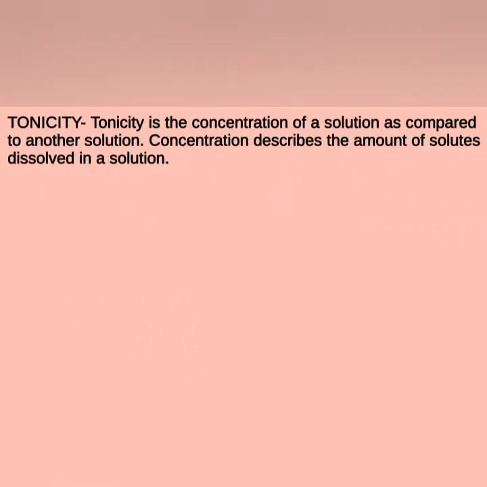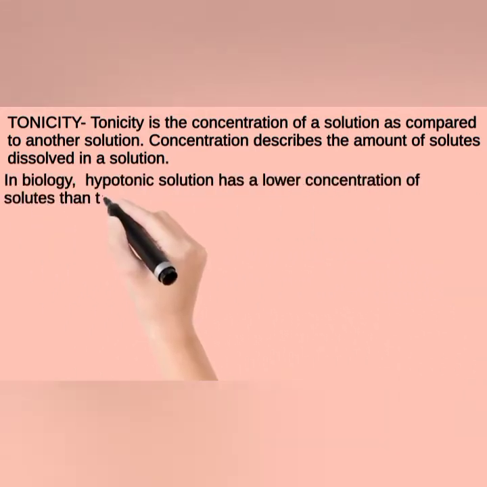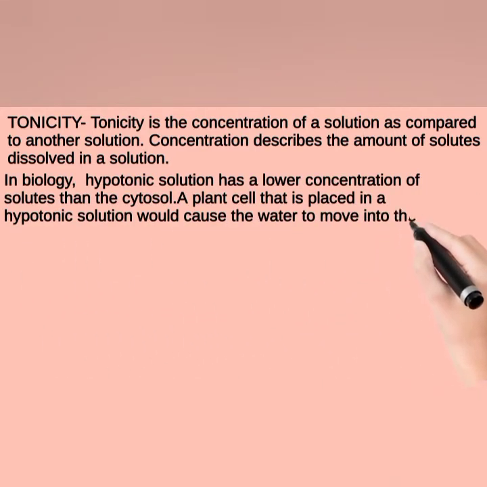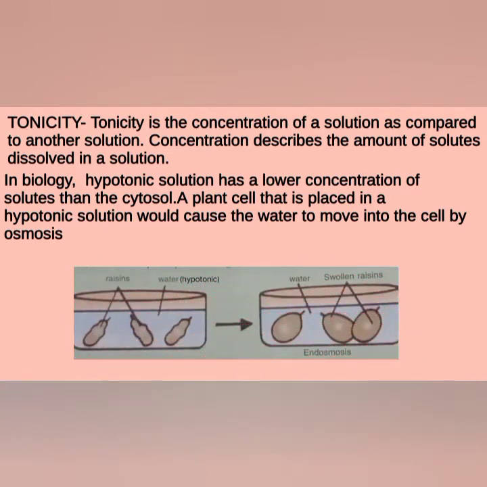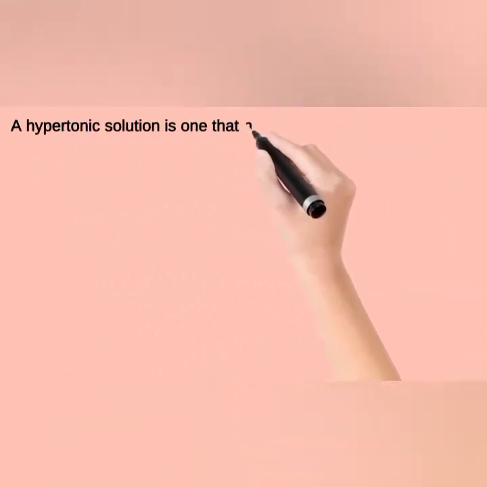Now let's discuss some terms related to osmosis. Tonicity. Tonicity is the concentration of a solution compared to another solution. Based on tonicity, a solution may be hypertonic, hypotonic or isotonic. A hypotonic solution has a lower concentration of solutes than the cytosol, that is the cell fluid. So when a cell is placed in a hypotonic solution, the water will move inside the cell. You can see in the figure here. So here endosmosis is taking place, that is water is moving inside the cell.